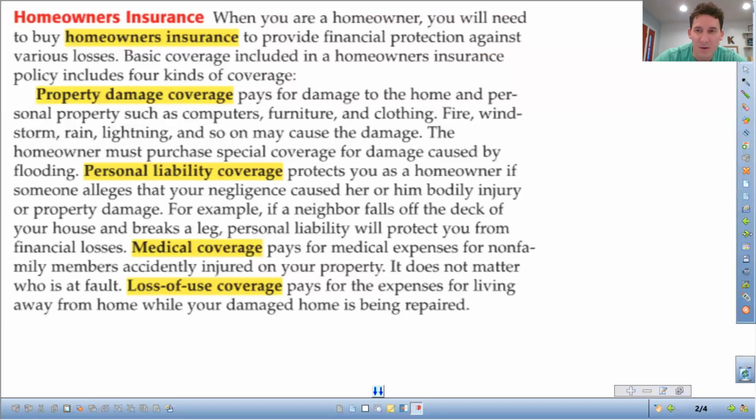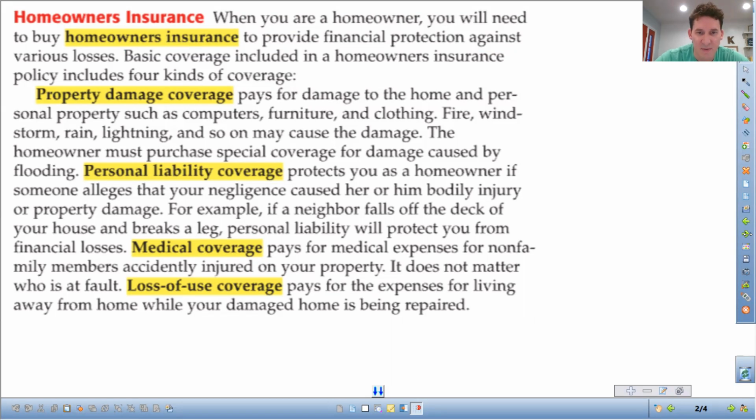The personal liability coverage covers you if someone is injured on your property. So let's say your buddy's over and falls off the deck and breaks their leg. That will cover you from financial responsibility. It'll give you financial protection for damage, for hospital bills, that sort of thing. That's the same sort of thing as medical coverage.